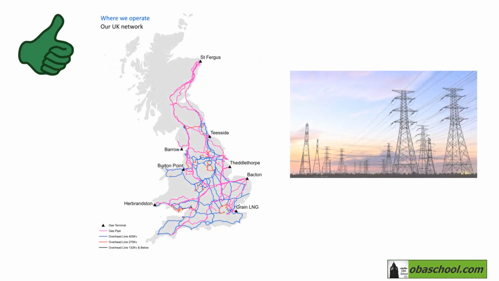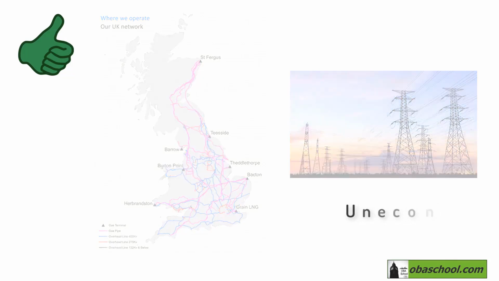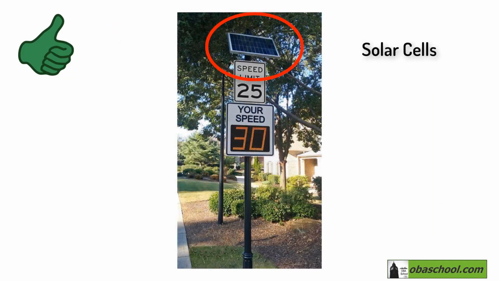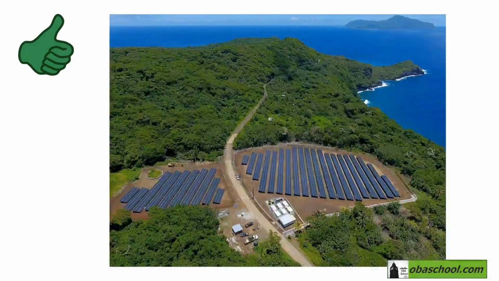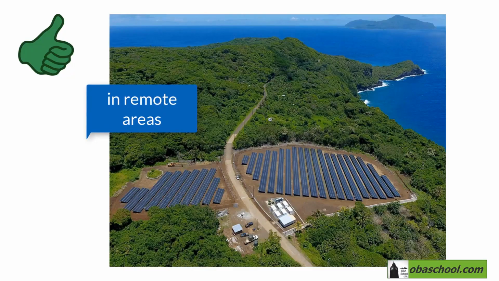And they can be used where connection to the national grid is uneconomical. For example, solar cells can be used for road signs to glow at night and to provide people with electricity in remote areas.